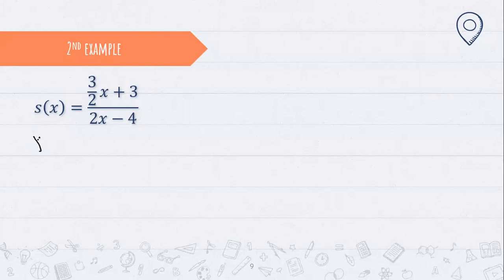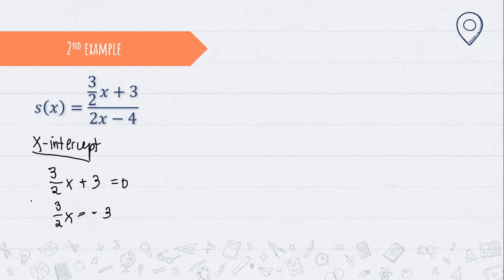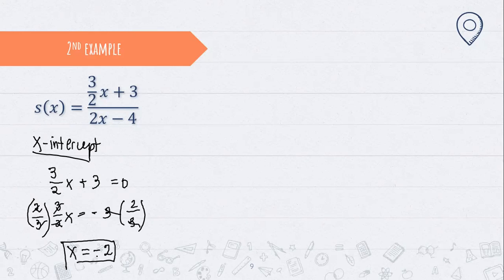So we have to find our x-intercept. To find the x-intercept, we take the numerator: 3/2 x plus 3 equals 0. Simplify: 3/2 x equals -3. We can go straight to it. Multiply both sides by the reciprocal of the numerical coefficient, which is 2/3 for 3/2. Cancel, cancel. What remains? x is equal to -2. So this is our x-intercept.